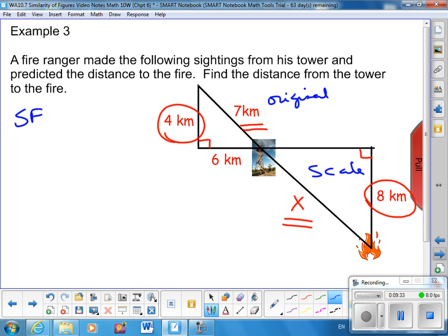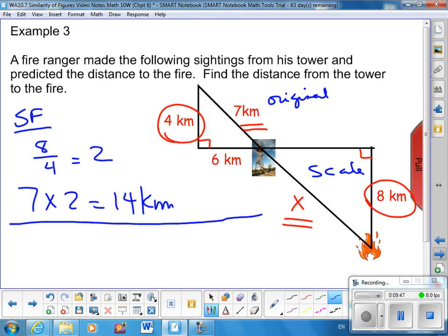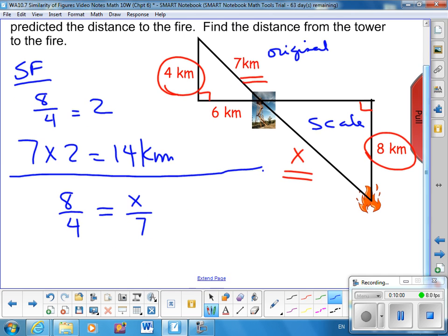So a couple of different ways to solve this. We could figure out the scale factor. So the scale over the original, the scale factor is 2. We could take 7 times 2 and find out it's a 14-kilometer distance. Okay, the second method is a ratio method. So you have 8 over 4, and instead of reducing it, you could just set up the other ratio on the other side, scale over original. Okay, cross multiply, and we'd find that 4x equals 56 and x equals 14 kilometers.